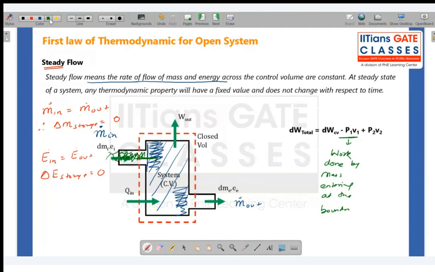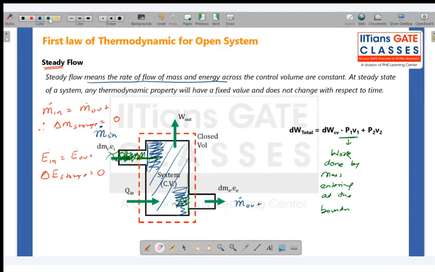Now what is happening? There is some mass here. Look, we have a boundary here. Now this blue mass is trying to flow out. When it is trying to flow out, it will try to push the boundary outside. If it is pushing the boundary outside, volume will increase, and it is an expansion work. Expansion work is positive. It is work done by the system on the boundary or on the surroundings. But if this is my boundary, so outside anything is, just one second.